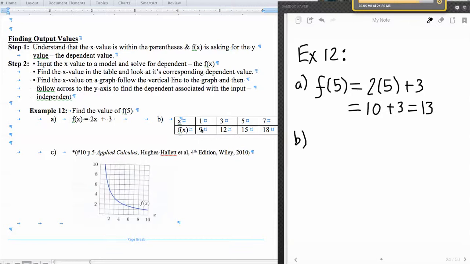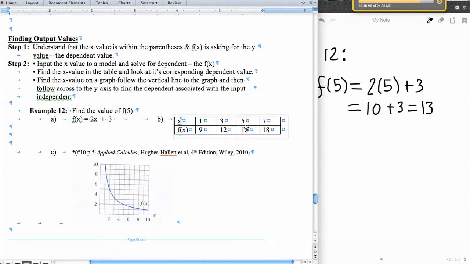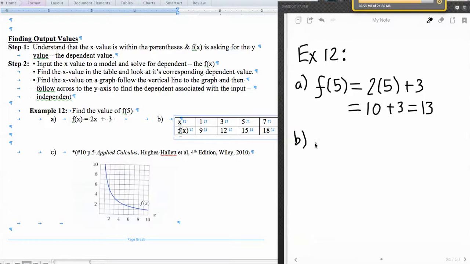Now if we want to do it with a table, we find the x value, 5, and then we follow it down to the y value. And so here we see that f of 5 is equal to, and the y value here, the f of x value, is 15. And so that's what we write.